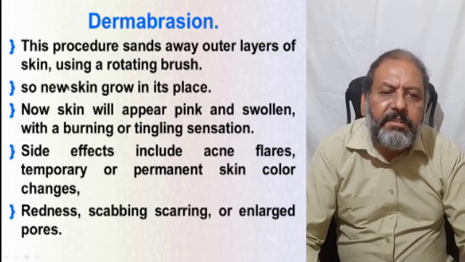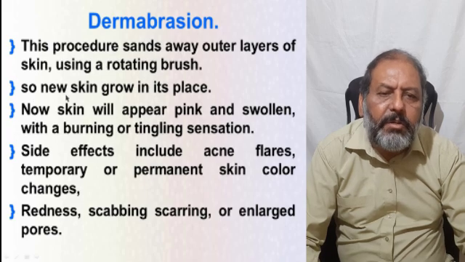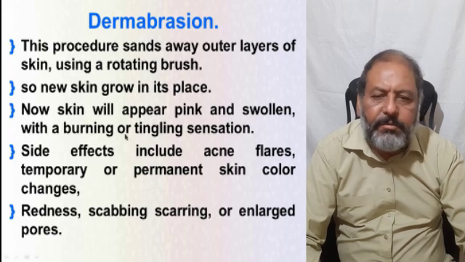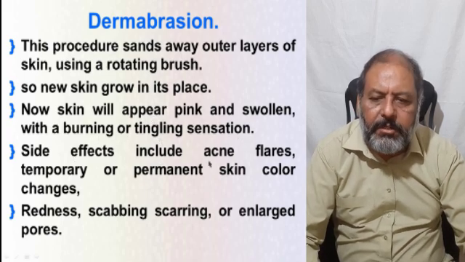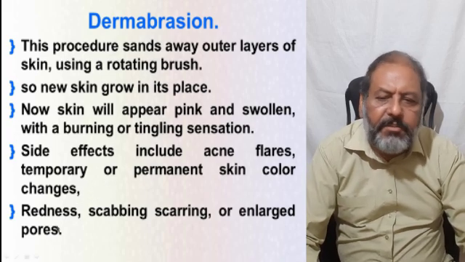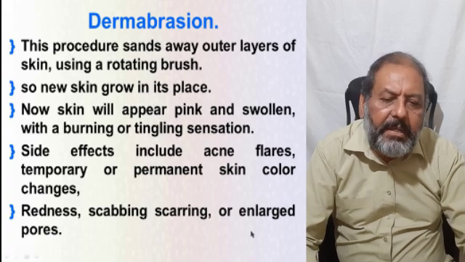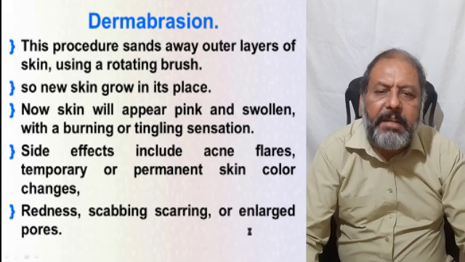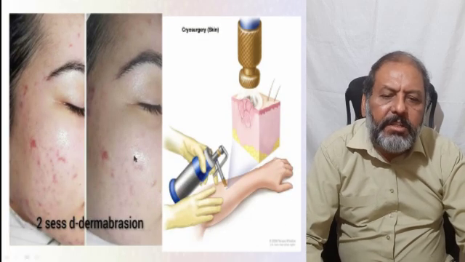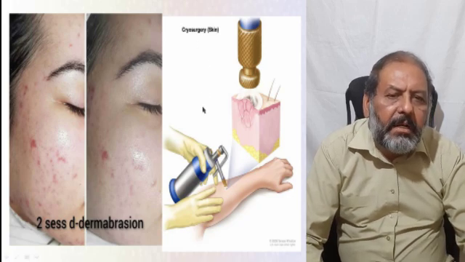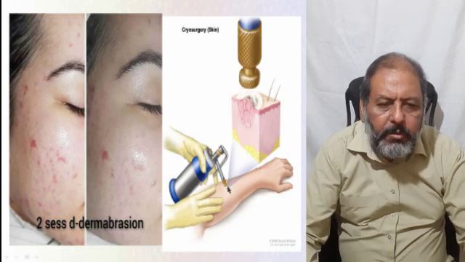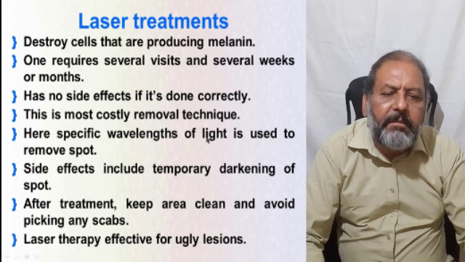Dermabrasion. This procedure sands away the outer layer of the skin using a rotating brush, so new skin grows in its place. Now the skin will appear pink and swollen with a burning or tingling sensation. Side effects include acne flares, temporary or permanent skin color changes, redness, scabbing, and scarring of enlarged pores. That is also seen with this dermabrasion. And here one can see two sessions of dermabrasion, and also cryosurgery on the skin, that is, liquid nitrogen being put to destroy the area with the melanin.